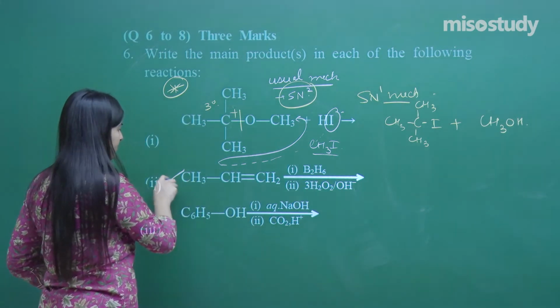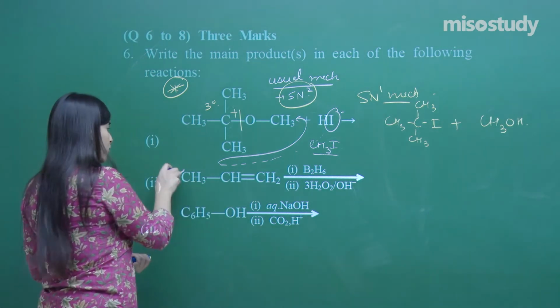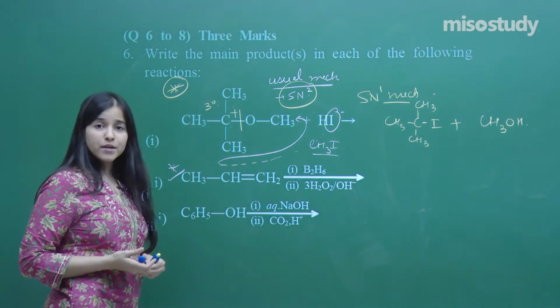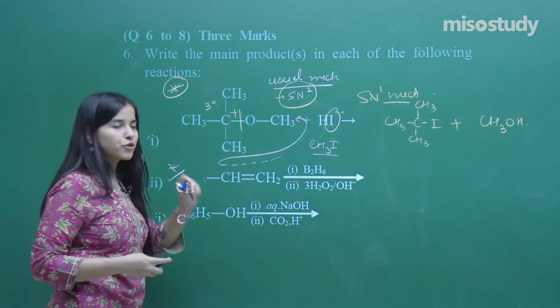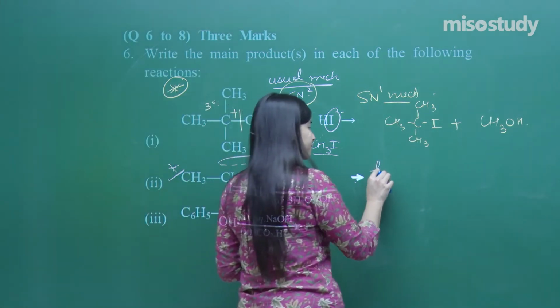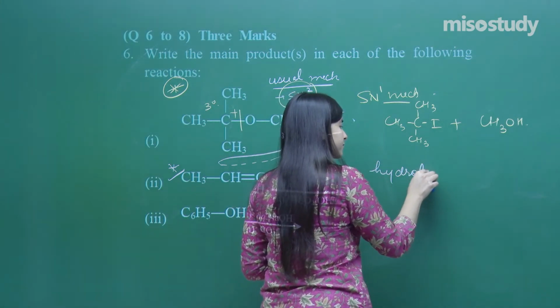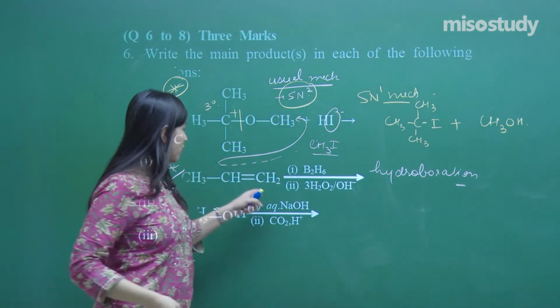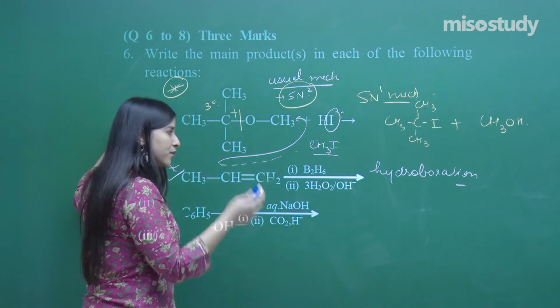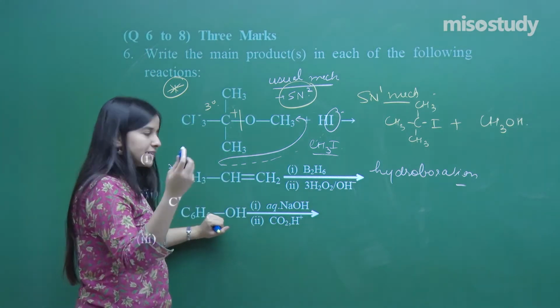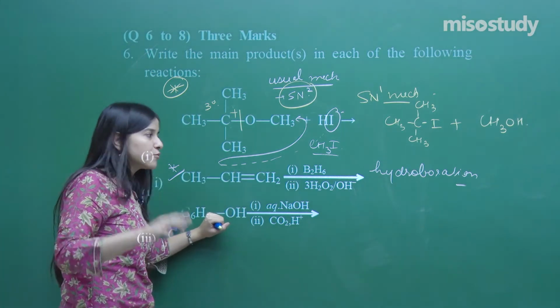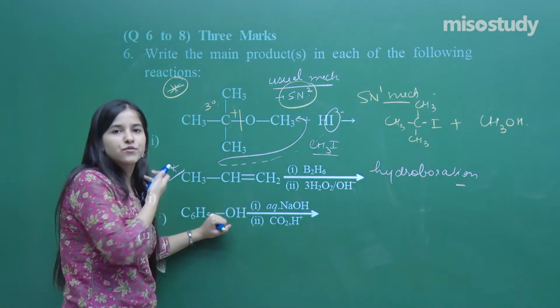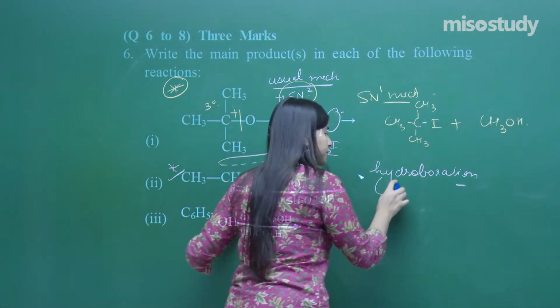Now comes the next one. What reaction is this? Again an important one, many times asked in the exam. So it's hydroboration oxidation. Yeah, hydroboration oxidation. So what will happen? Always remember, I am not going into the detail for that. Hydroboration oxidation always involves the anti-Markovnikov rule.